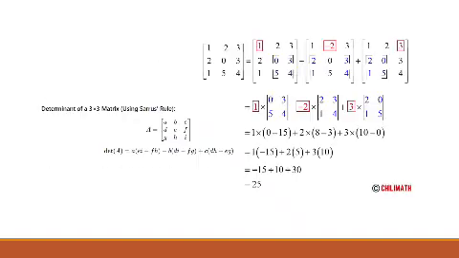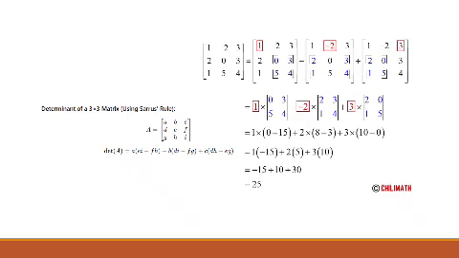In the case of a 3 by 3 matrix, we have a matrix with elements A, B, C, D, E, F, G, H, I. So the determinant of A is equal to A(EI - FH) - B(DI - FG) + C(DH - EG).